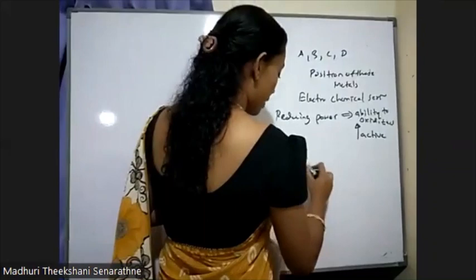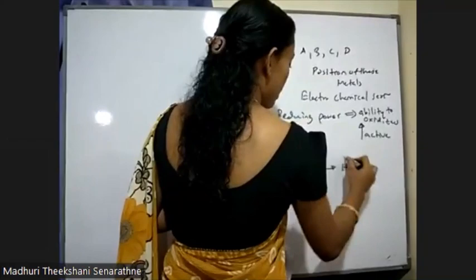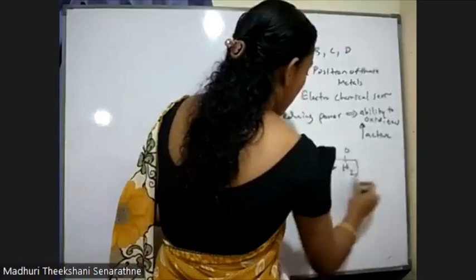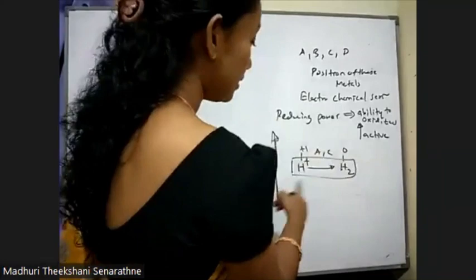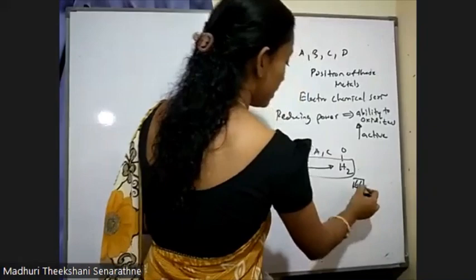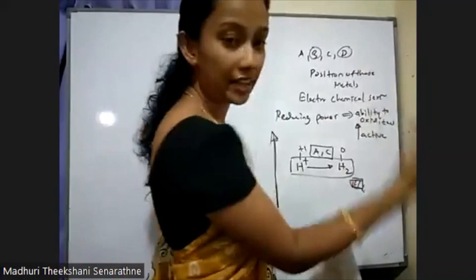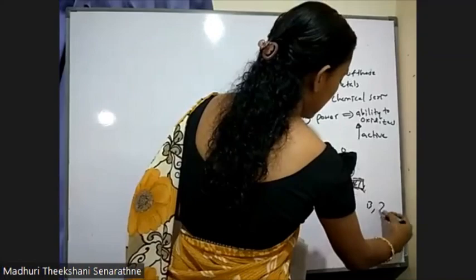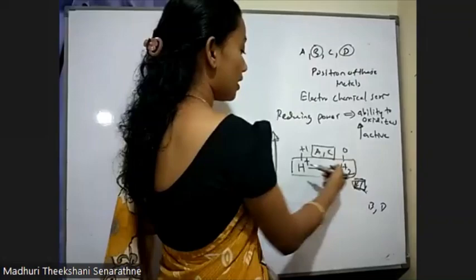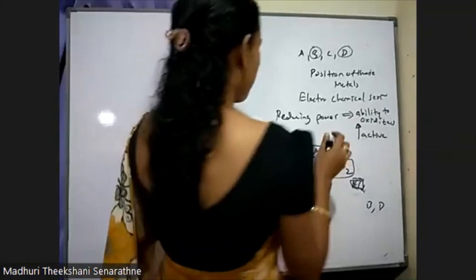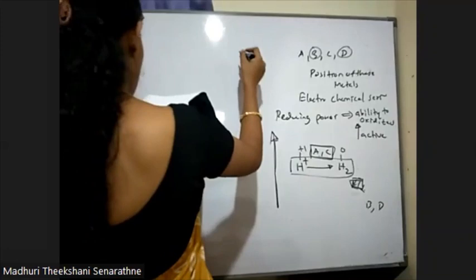Dilute HCl contains H plus. So H plus is reduced into H2, plus 1 reduced into 0 oxidation number. This is done by only A and C. Therefore, in the electrochemical series, if the position of hydrogen is here, the position of A and C metals are there, and the other two, B and D, are less reactive than hydrogen. The reducing ability is higher in only A and C. Therefore, the answer is 1 or 3.